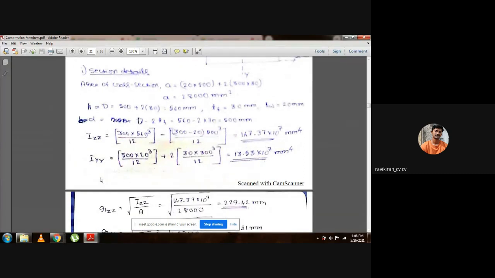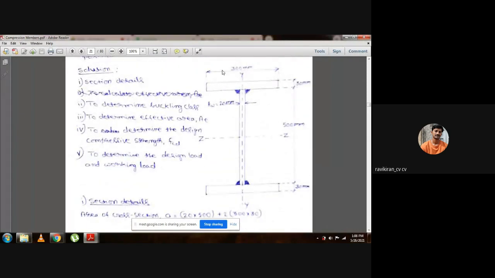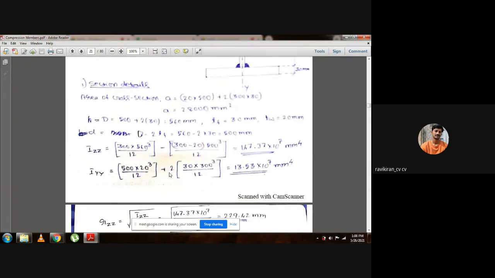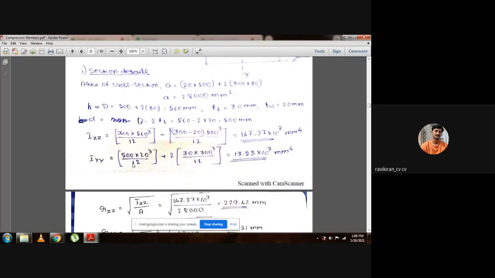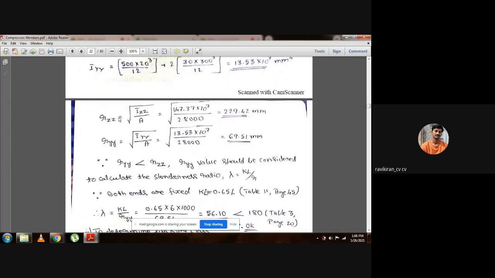Same way, IYY value in the other plane. 500 will become breadth and 20 will become depth, because in the YY direction. And next, plus 2 times 30 into 30 will be the breadth and 300 will be the depth. BD cube by 12 will give us in the Y direction. This is the IYY value.